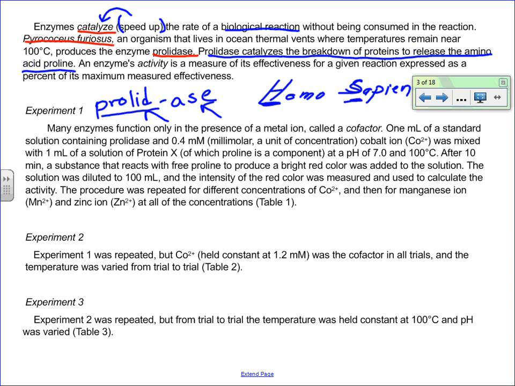All right, let's move on to the second paragraph, which is about experiment 1. We have a volunteer to read experiment 1 for us.